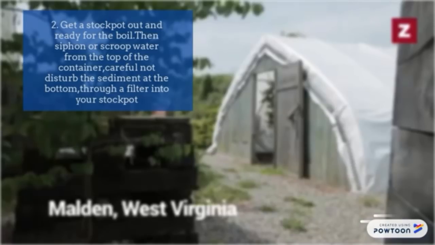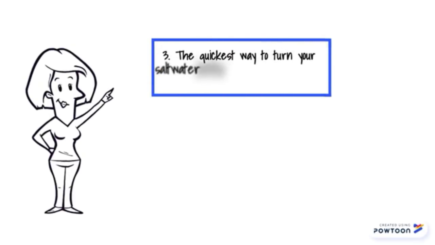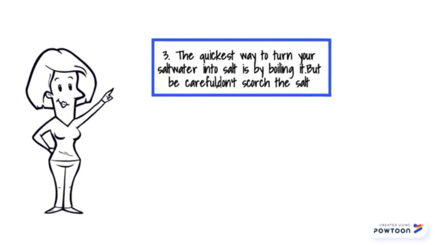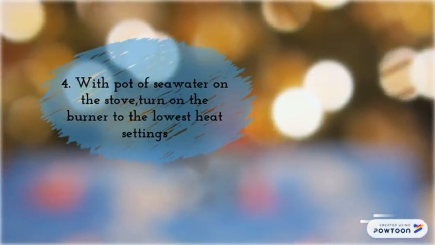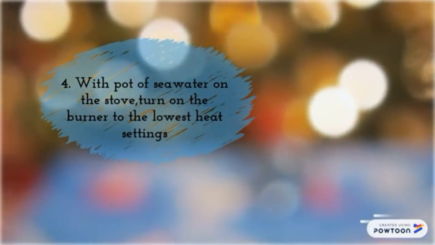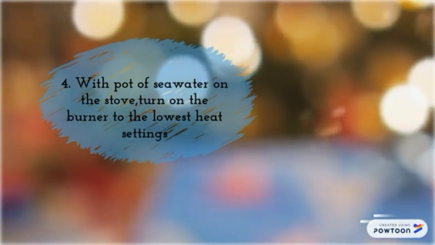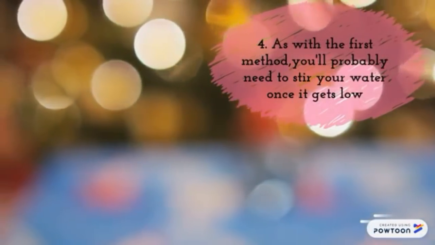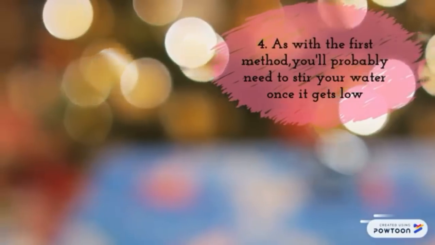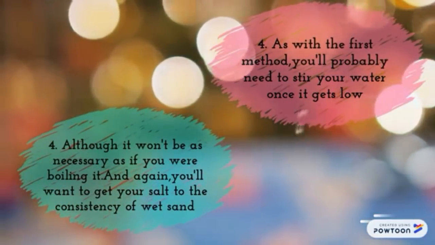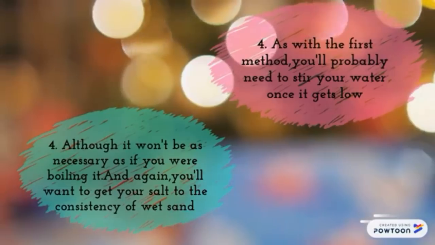Pour the filtered water into your stock pot. The quickest way to turn your salt water into salt is by boiling it, but be careful, you don't want to scorch the salt. With your pot of seawater on the stove, turn on the burner to the lowest heat setting. As with the first method, you will probably need to stir your water once it gets low, although it won't be as necessary as if you were boiling it.